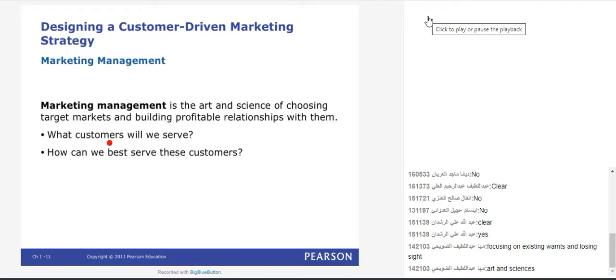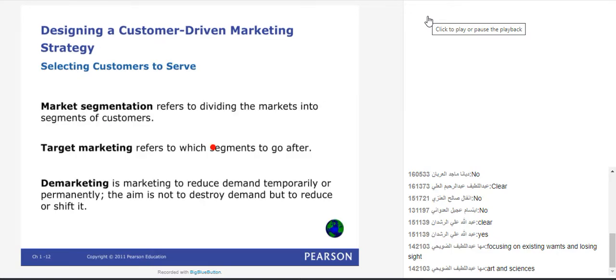The first question: what customer shall we serve? This is it. Selecting the customers we serve. We have many definitions of customer selection. We make market segmentation, بالعربي اسمها تجزئة السوق. Target marketing, اللي هو استهداف السوق. And demarketing, عكس الماركتينج, reducing demand. وهنعرف how we can do this. But before we move on, if you have any question before I move on.